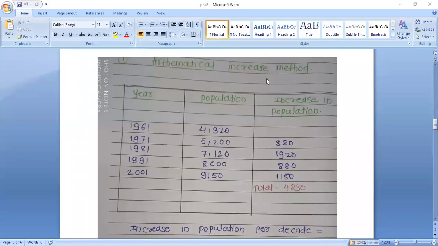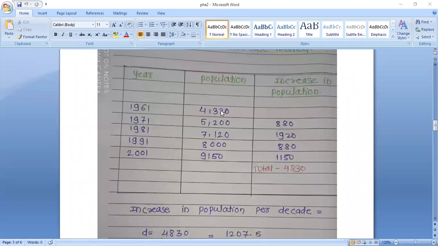First is by the arithmetical increase method. Now we can see how this problem is solved by the arithmetical increase method. In the problem we have the given years and the population for those years. For 1961 the population is 4,320. Then for 1971 it is 5,200. For 1981 it is 7,120. For 1991 it is 8,000, and for 2001 it is 9,150.